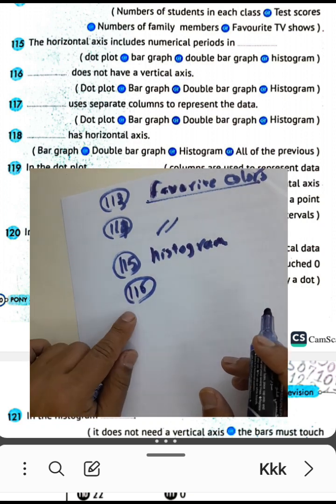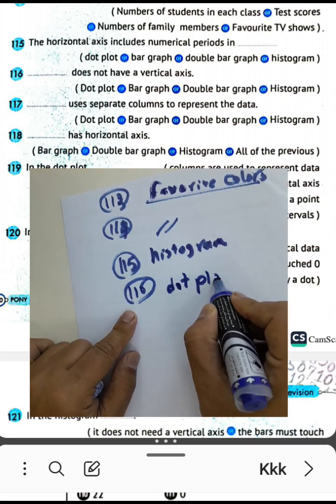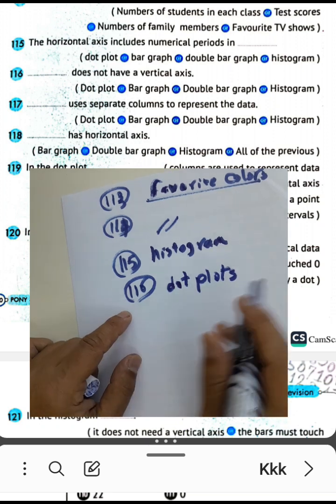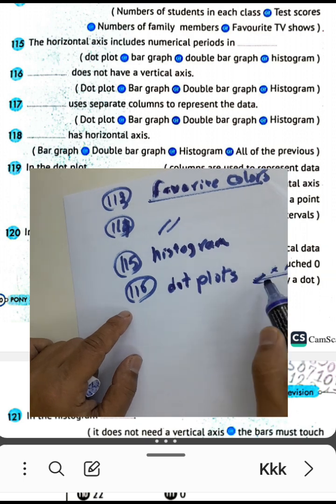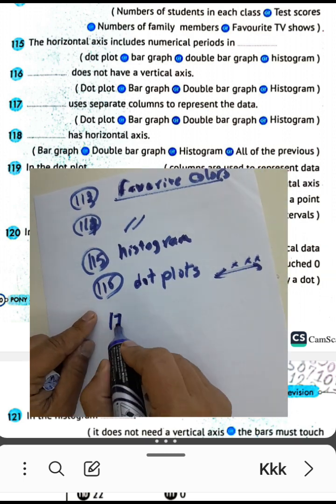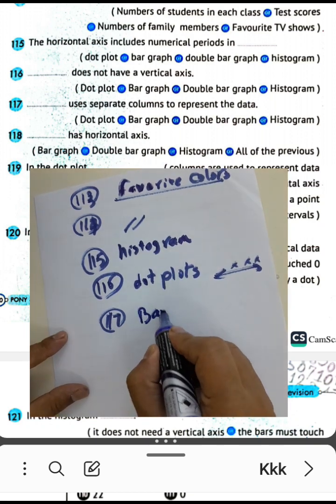Question 116, dot plots. We don't have an axis here, but we have a number line and we draw the points, not vertical. Okay, we don't have the vertical here. Question 117, which uses separate columns to present data? We use here the bar graph. Bar graph uses separate columns to represent data.